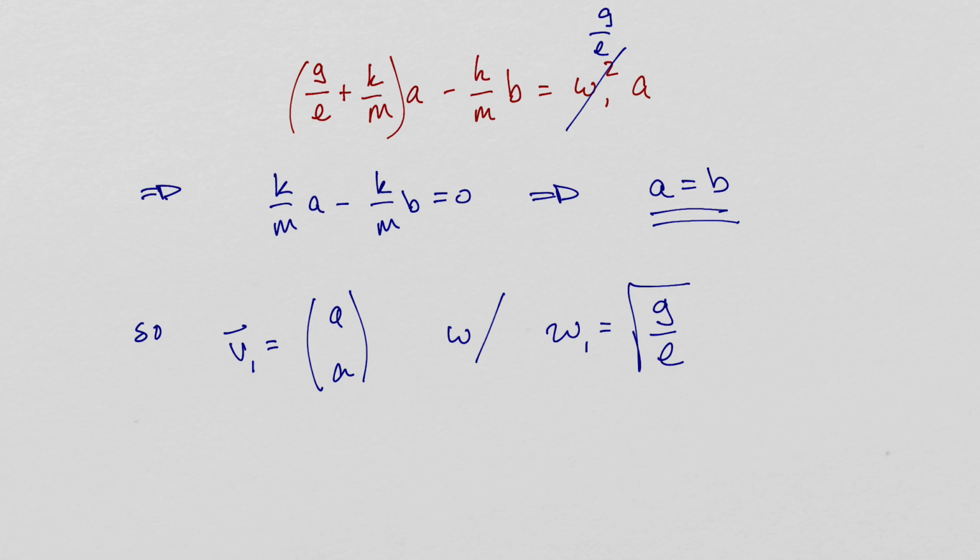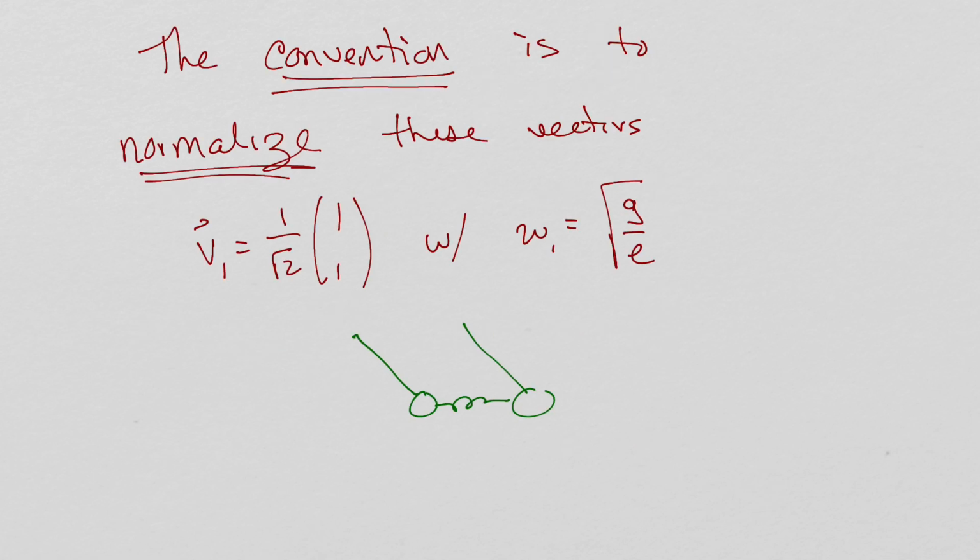So we have a convention that we so-called normalize eigenvectors, which means that if I take the dot product of v1 with itself, that's going to equal 1. And so if I do that here, that means a squared plus a squared is equal to 1, which means a is equal to 1 over the square root of 2. And this is just convention. It's a way of thinking about the eigenvectors that makes some math a little bit easier.